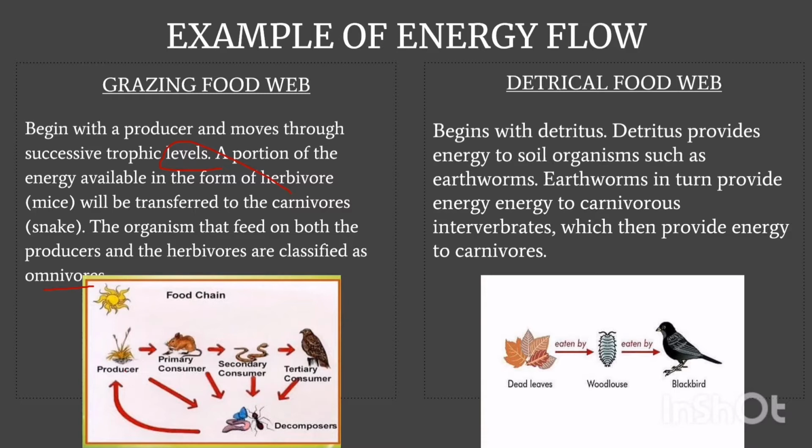So detritus provides energy to soil organisms such as earthworms. Earthworms in turn provide energy to carnivorous invertebrates, which then provide energy to the carnivores.